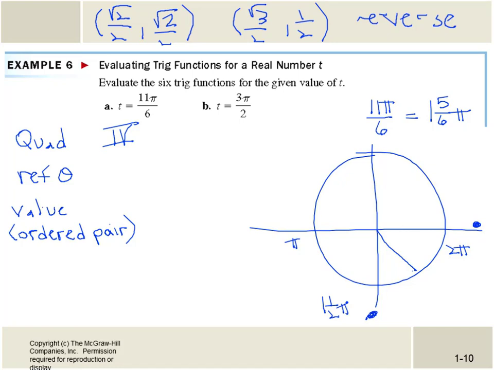So important, first step, what quadrant? Second step, what's the reference angle? So the reference angle is this angle right here. What's the reference angle?